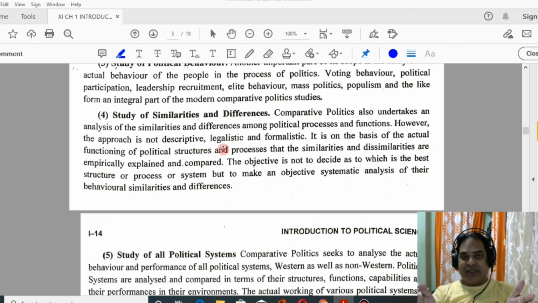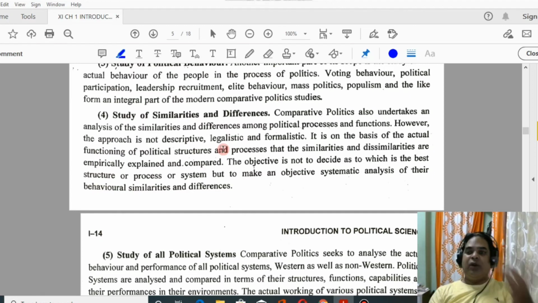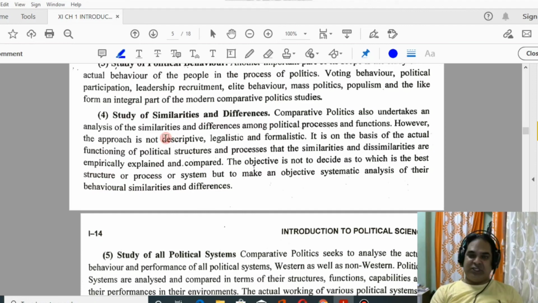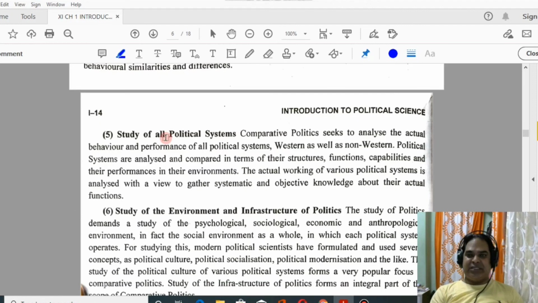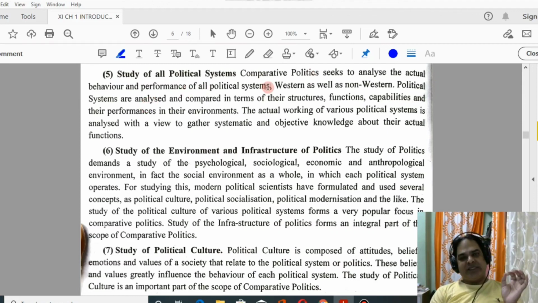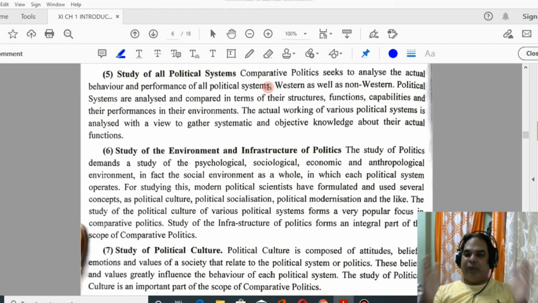Let us understand the concept politically with practical approaches. How the two different governments work can be understood and studied when we observe it properly. Only then can we make similarities and differences between two political systems. Now, the study of all political systems: comparative politics seeks to analyze the actual behavior and performance of all political systems. The actual behavior of all political systems is studied within the scope of political science.